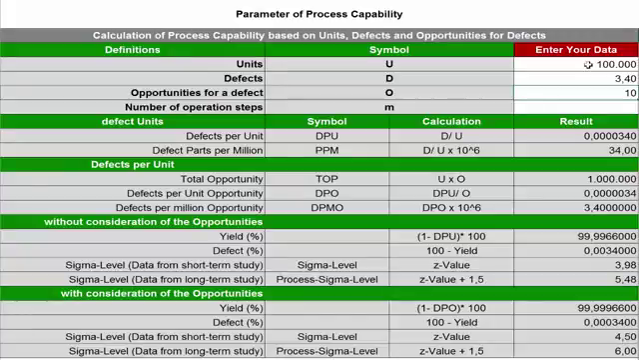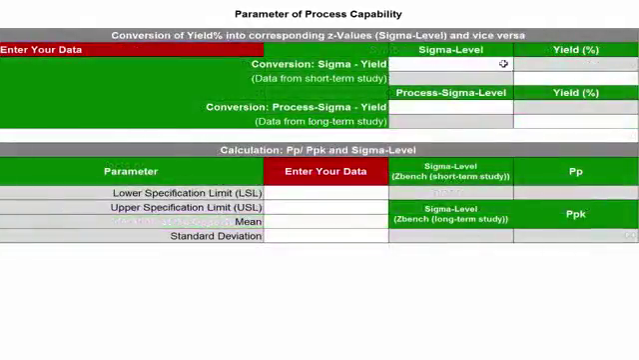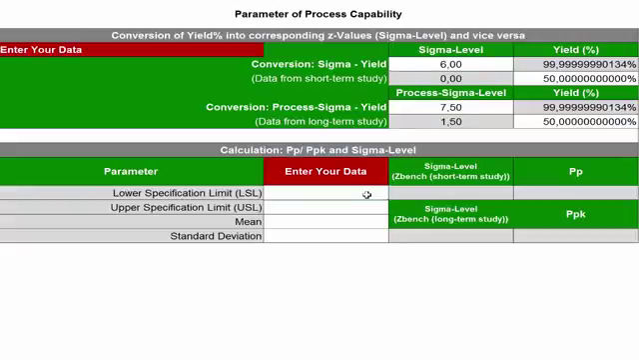If in another case your data are given as Z-bench values, the sigma level, then you can convert it into a percentage value. If on the other hand your data are given as percentage values, then you can convert it into a Z-bench value, the sigma level. If at least your data are cardinally scaled and the specification limits are given, then you can calculate the Pp-Ppk capability index and the corresponding Z-bench values or sigma levels.